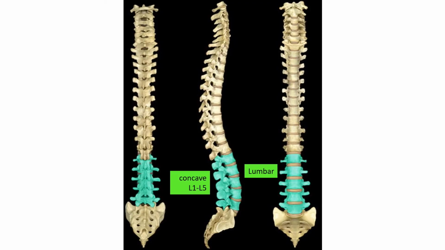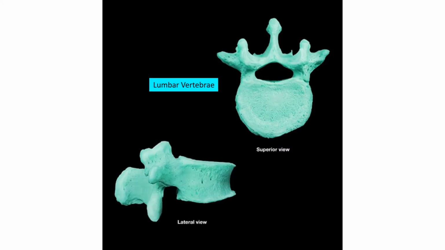Below the thoracic vertebra are the lumbar vertebra, usually termed L1, L2, L3, and L4 and 5. This is a superior view on your right and then a lateral view on your left. And this is the image of general features of lumbar vertebra.